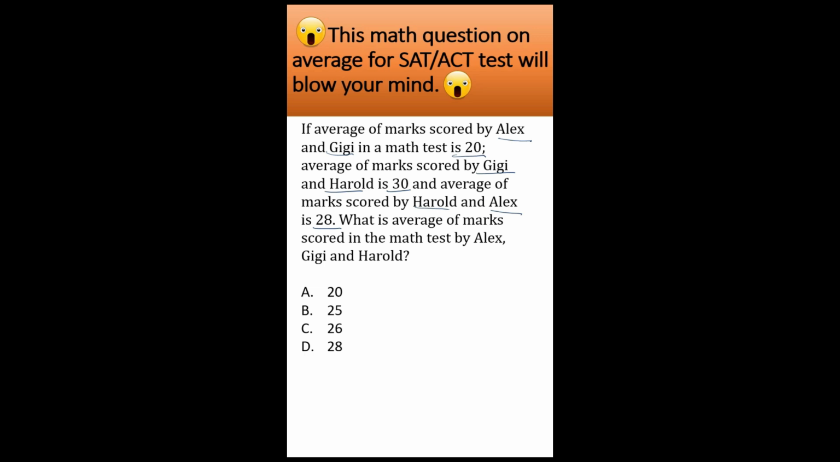So in these types of questions, when the average of all three is asked, what we have to do is just add these given averages, that is 20 plus 30 plus 28, and how many people are there? 3. So divide it by 3. Then you have 78 divided by 3, or what we have is, how much is it? It is 26. So then option C should be correct.